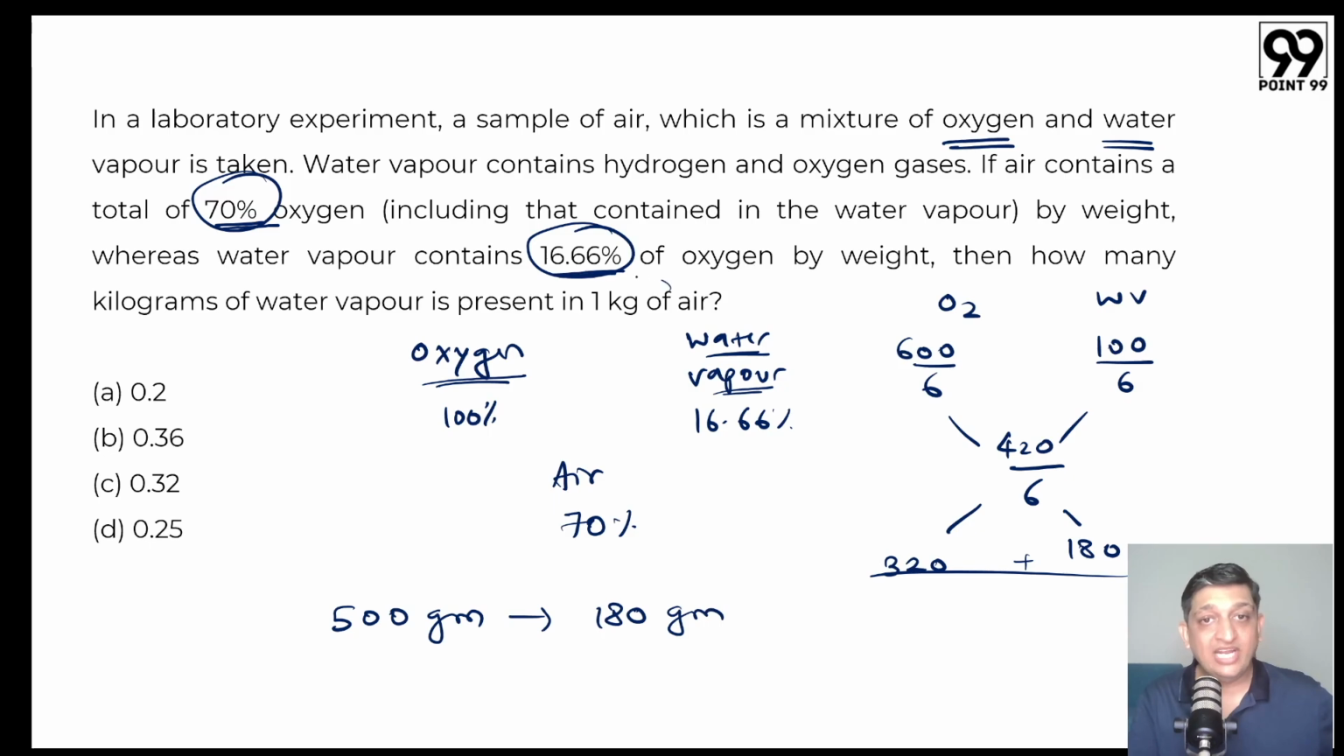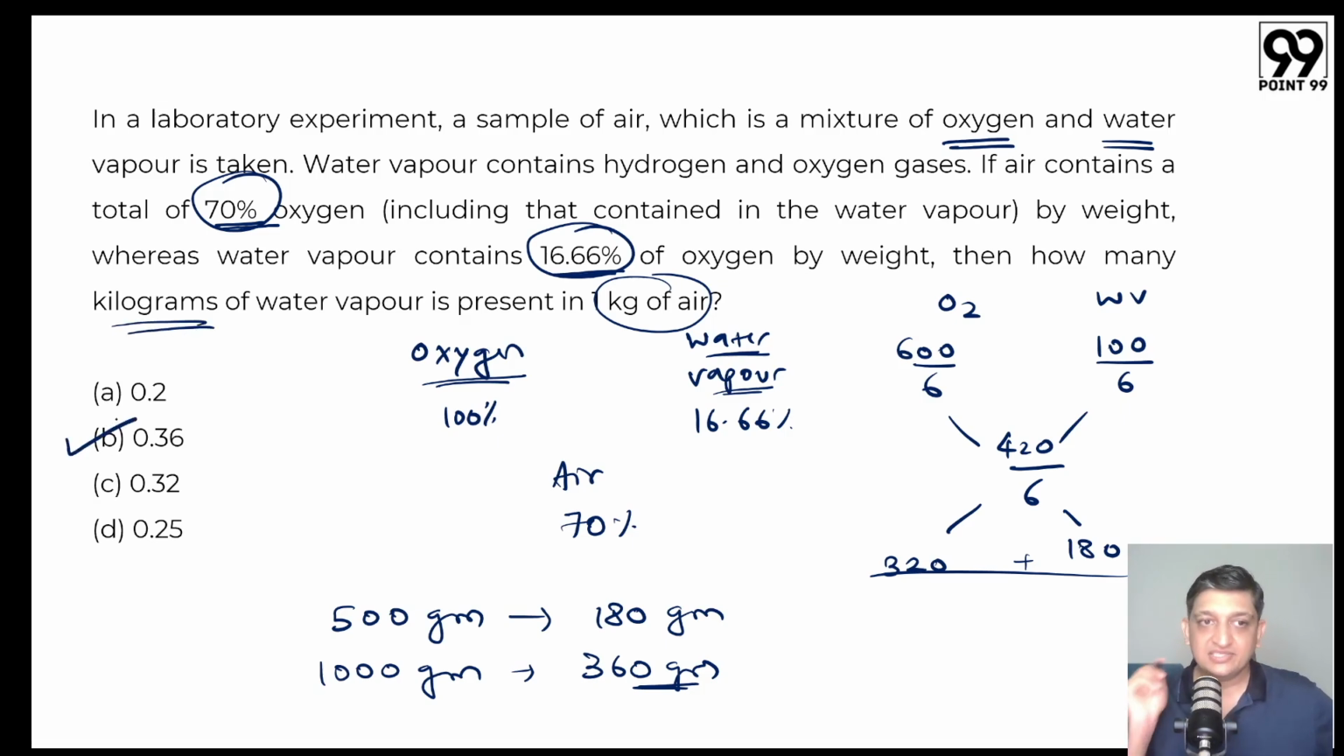We have to figure out what happens if there is 1 kg of air, or 1000 grams of air present. So 180 into 2 is what we have to do. So we'll get 360 grams. Now in terms of kilograms, it's going to be 360 by 1000 or 0.36. So the correct answer is option B, that is 0.3.